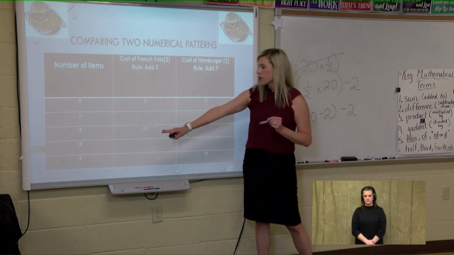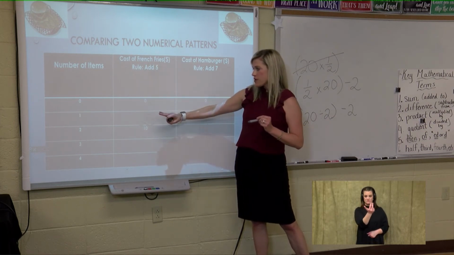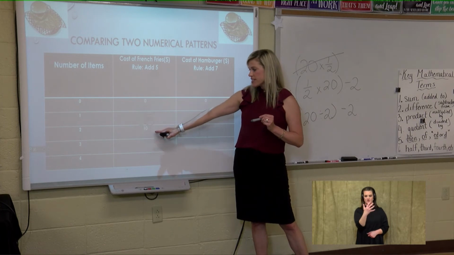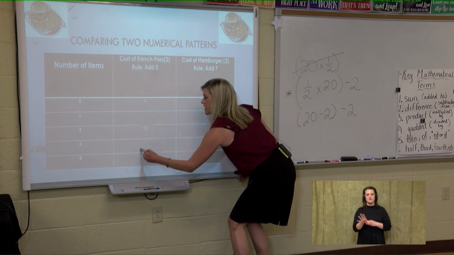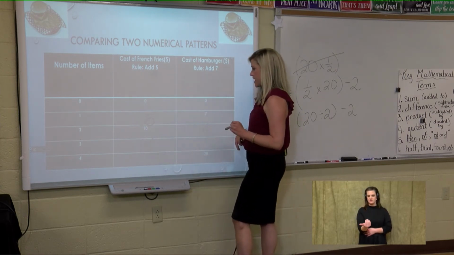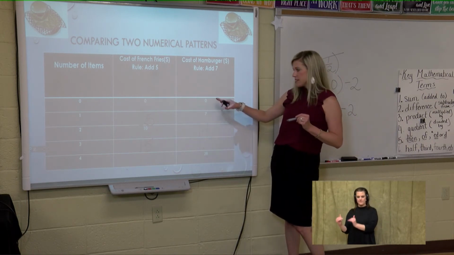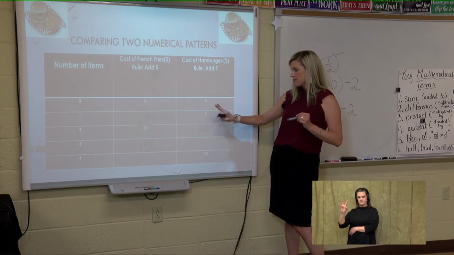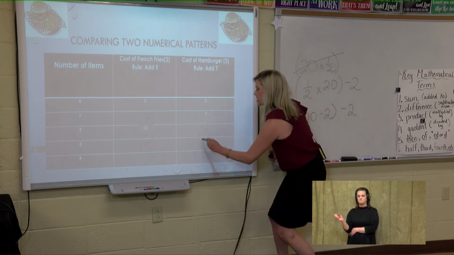What about 3 orders of French fries? 0, 5, 10. If our rule is to add 5, what would be the next number? Yep, 15, that's right. What would be the next number of hamburgers? 0, 7, 14. What would be next? Yeah, 21.